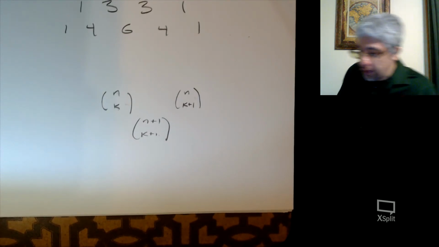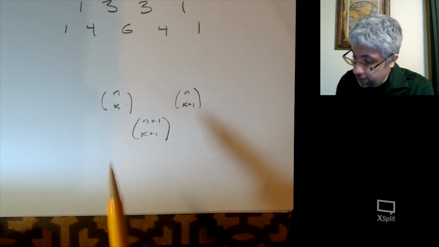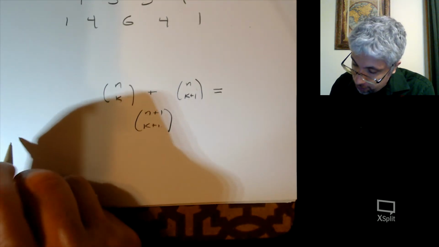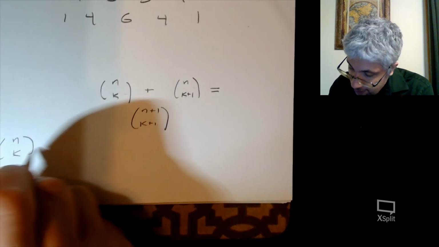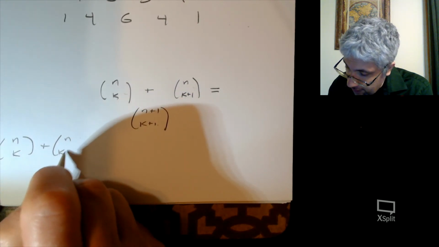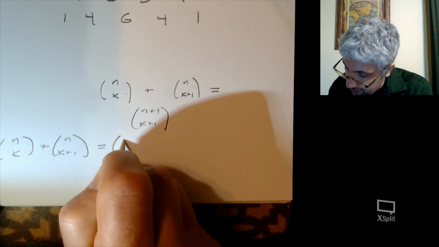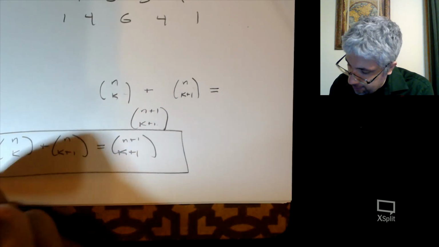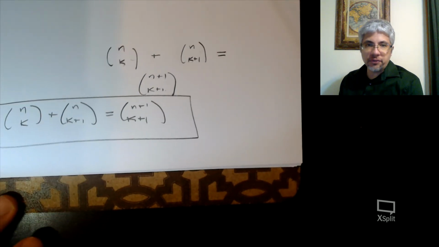So why don't we prove it? Or why don't you prove it? How would we prove it? Well, if we could show that this plus this equals this in terms of binomial coefficients all of the time, then we would have a proof. And there's two ways to prove it. I'm going to leave that for you to do because it's kind of fun.